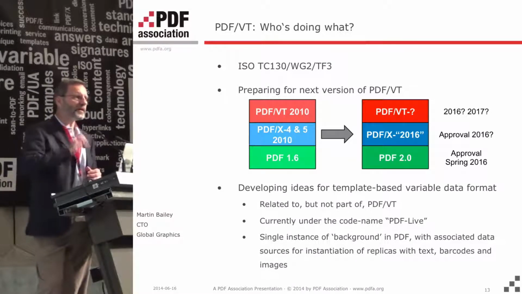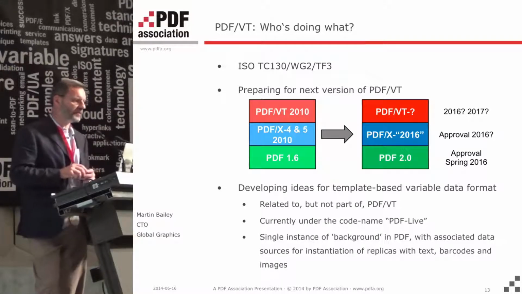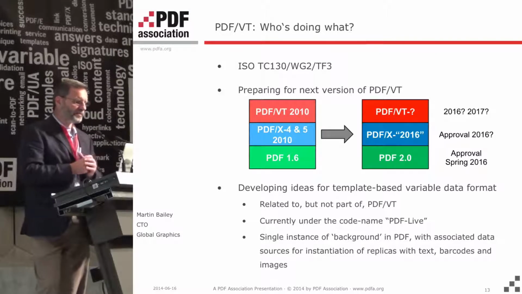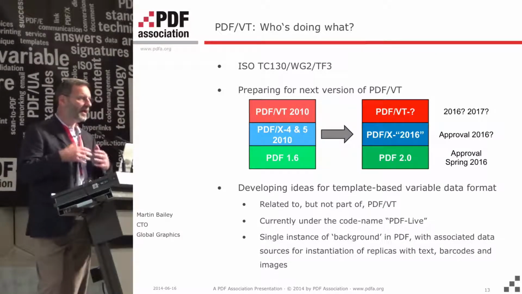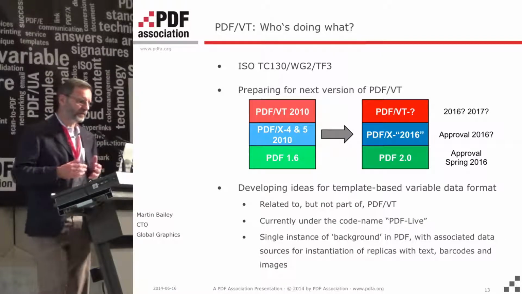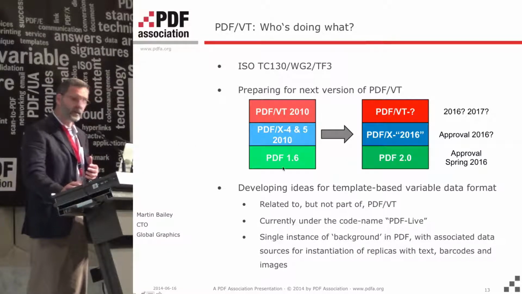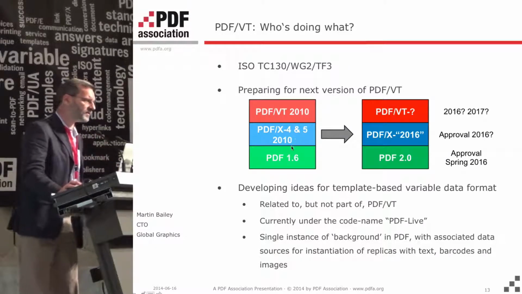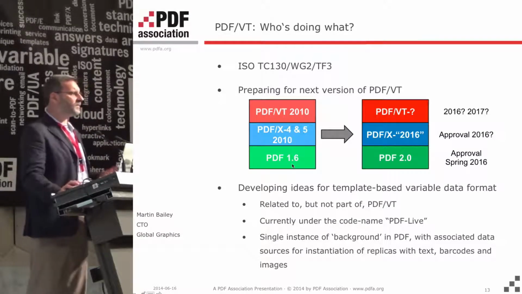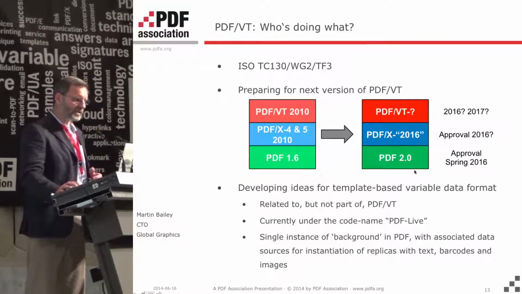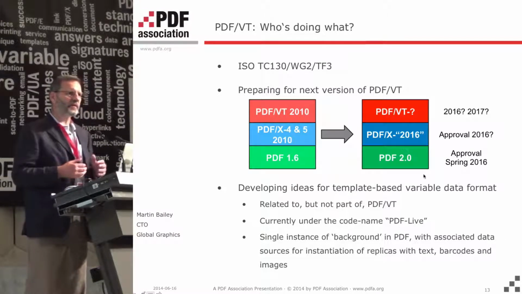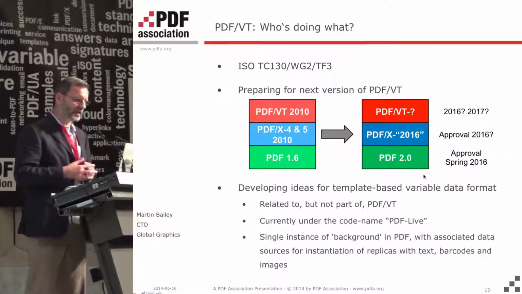All of these, or PDFX and PDF VT, are worked on in the Graphic Arts Technical Committee in ISO, TC130. That committee is preparing for the next version of PDF VT because PDF2 is coming along at the moment. The current PDF VT 2010 is based on PDFX4 and PDFX5, which was also published in 2010, and those are based on PDF 1.6. In a couple of years' time, we're expecting approval in spring of 2016, and maybe if ISO gets their act together, publication sometime the same year.